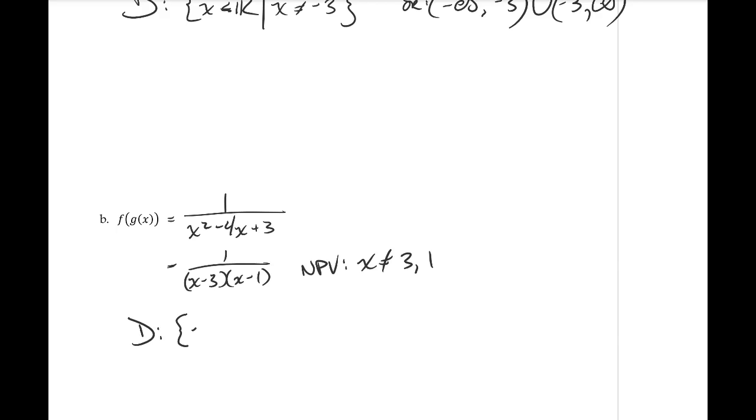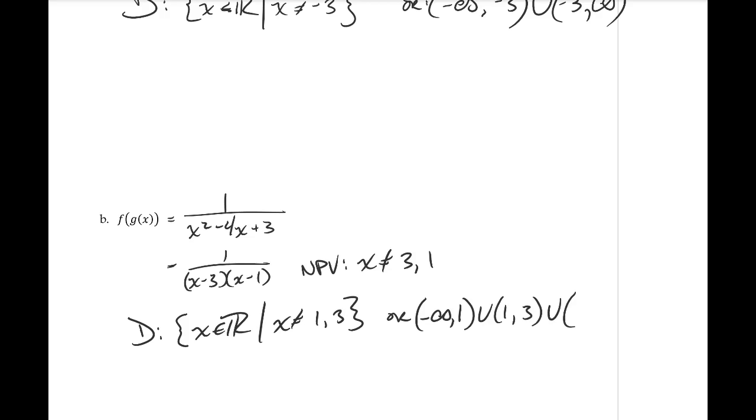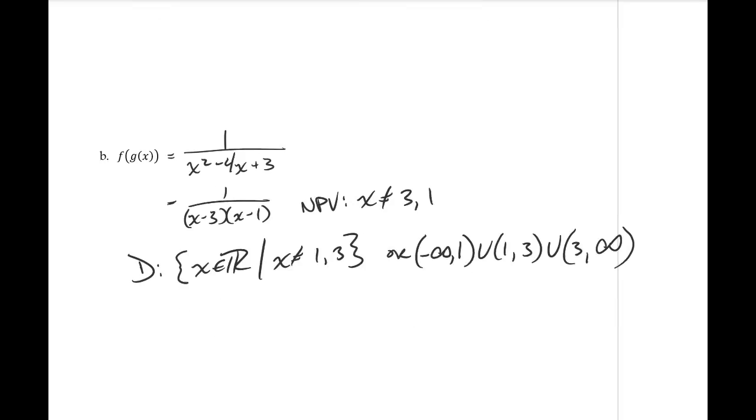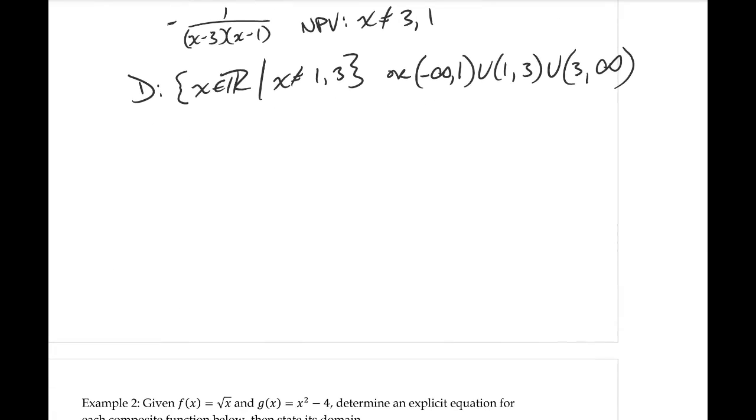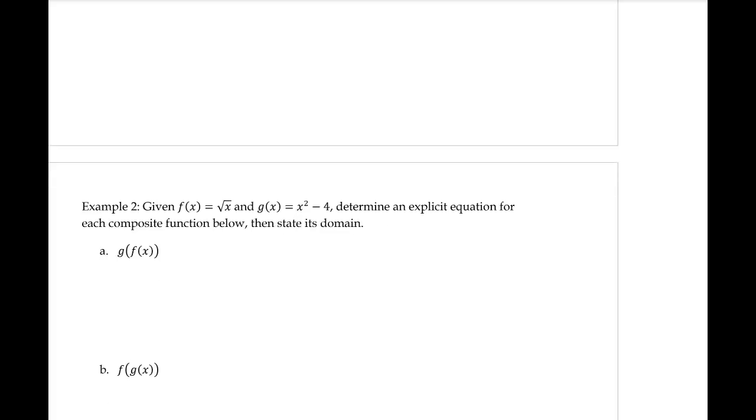So set notation: x is an element of the reals, x cannot be 1 or 3, always listing smaller first. Or, and this is where interval notation kind of falls apart, it becomes very onerous to write. From -∞ to 1, from 1 to 3, and from 3 to positive infinity. So you might default to set notation. You could totally write this as interval. Both are acceptable, but just a heads up that it becomes more complicated with more non-permissible values.